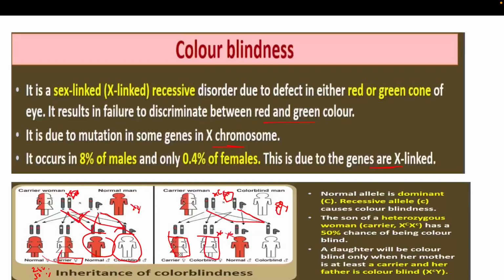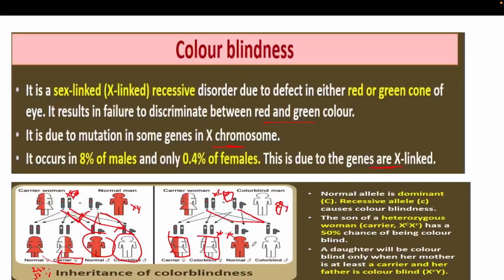Carrier means it is carrying the disease but not showing the symptoms, right? Because the other X is compensating, so it does not show the affected symptoms. That's why it is a carrier. But when both loci are occupied by the small c, then it becomes color blind.